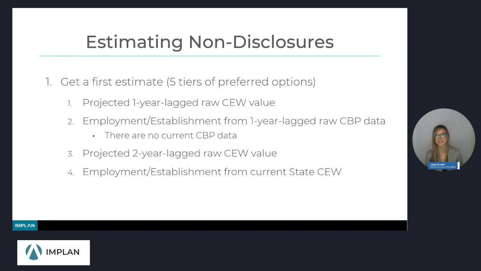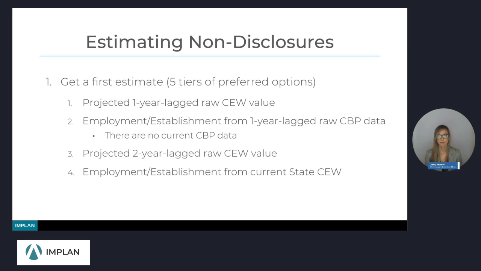Our fourth option, if none of the first options work, is that we're not going back in time any farther, but instead let's just look to our current CEW data. Let's look at the state. If we're trying to disclose a county value, let's look at the state value and see if the state's disclosed. And if the state's value is disclosed, we'll use the state's employment per establishment ratio and multiply that by our county's value for establishments.